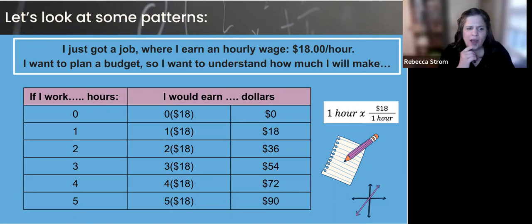If I want to know how much I work every week changes or every month changes, this could be quite an excessive table. So how can I avoid that? What relationships or what patterns might you notice? Check in the chat box. What do you guys think?